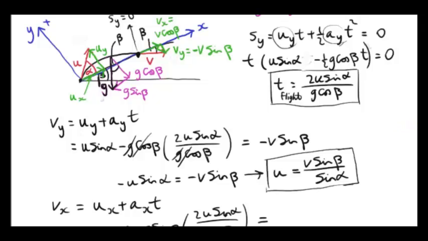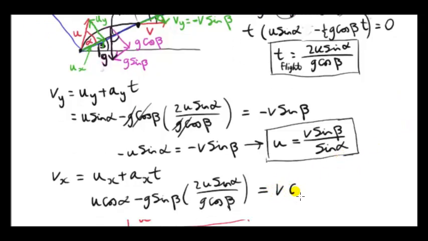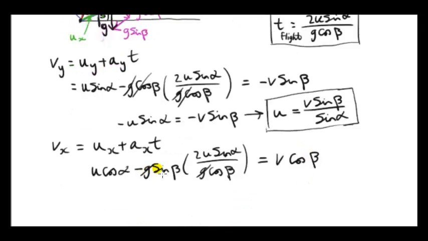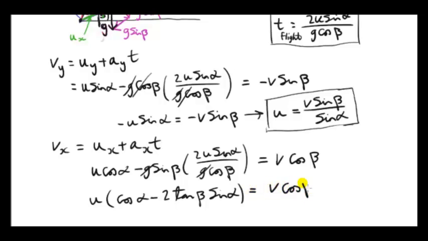You can see it's v cos beta. It's positive. Now I can do a small bit of simplifying here. The g's cancel. Sine beta over cos beta is tan beta. I'll just take out the u, and we're going to get minus 2 tan beta sine alpha. So next we plug this in for u, and v will appear as a factor on the left hand side and it'll cancel with the v factor on the right hand side, so we'll just end up with an equation connecting alpha and beta, and that's what we want.